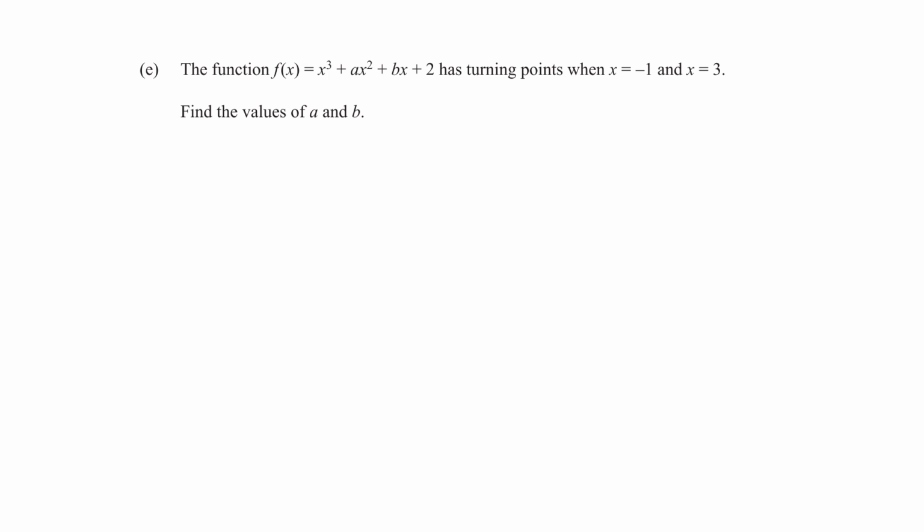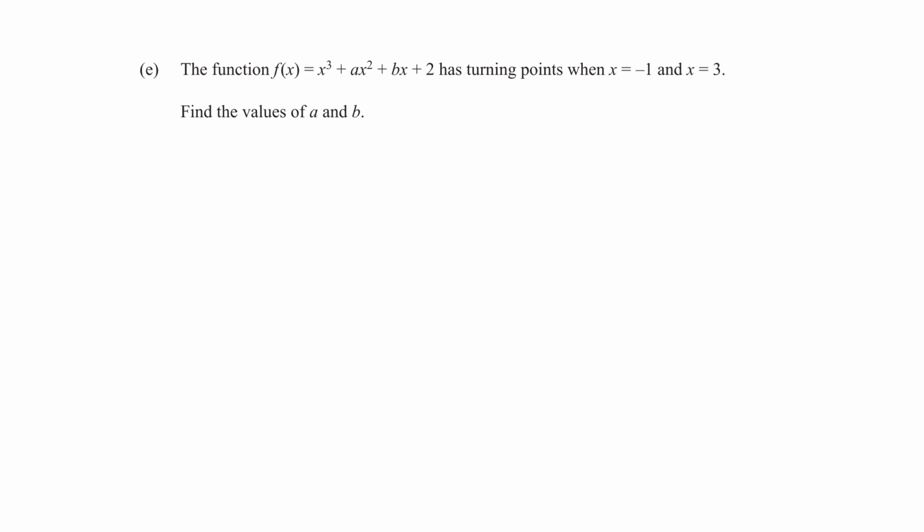Okay, so if it has a turning point at these 2 points, what does that mean? It means that the gradient is 0 at those 2 points. Agreed? That is what that means. So we've been asked to look for 2 values, a and b. This is our objective.